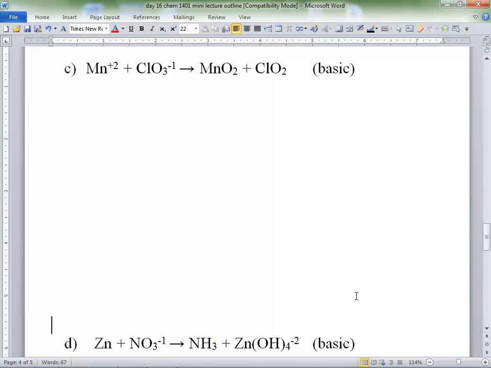So if you're erasing, make sure you try this one, the one that's manganese and it's in basic. If you haven't done it already, make sure you do it. Try to do one of these basics before you leave.